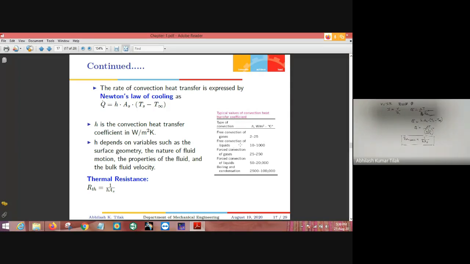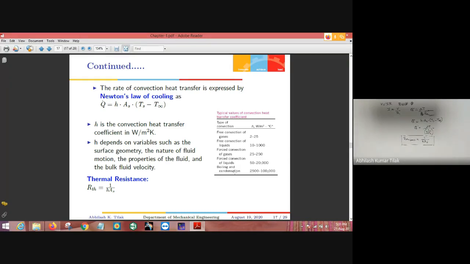Then the convection of liquids, it is higher than that of the gases. It ranges from 10 to 1000 watt per meter square degree centigrade. So forced convection is having a higher value of heat transfer coefficient compared to free convection. You can see it's having just 10 times, that is 25 to 250 watt per meter square degree centigrade. Forced convection of liquid is higher. So it is having 50 to 20,000 watt per meter square degree centigrade.